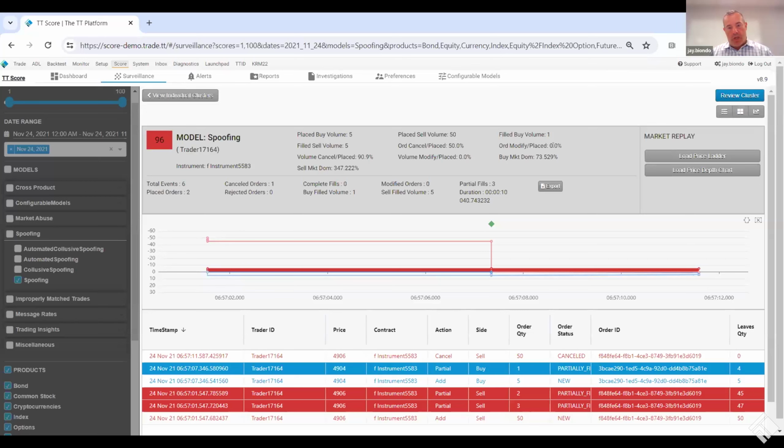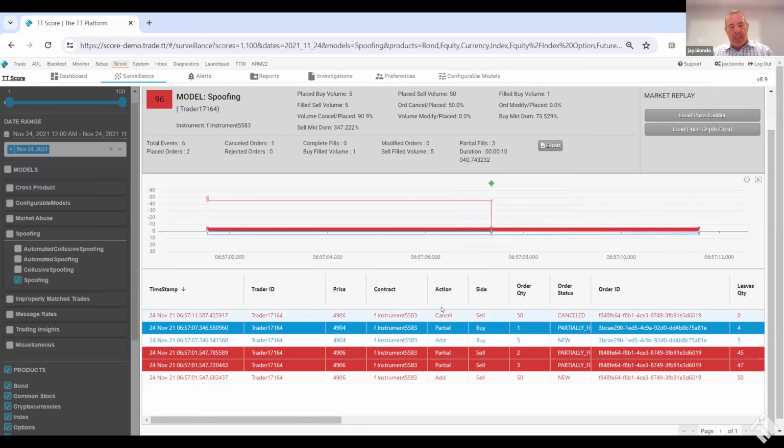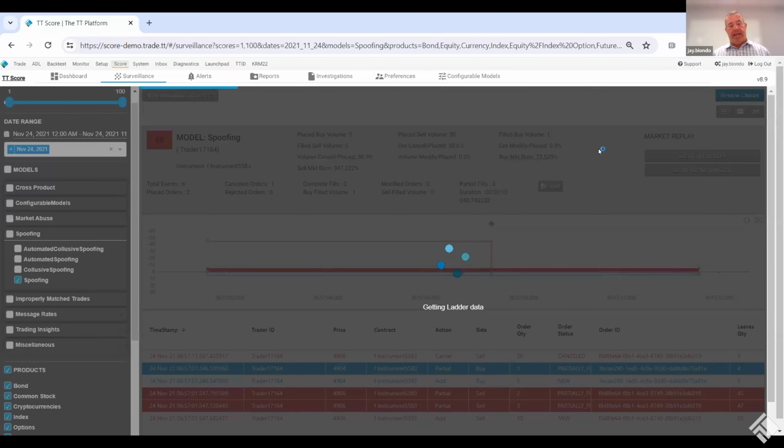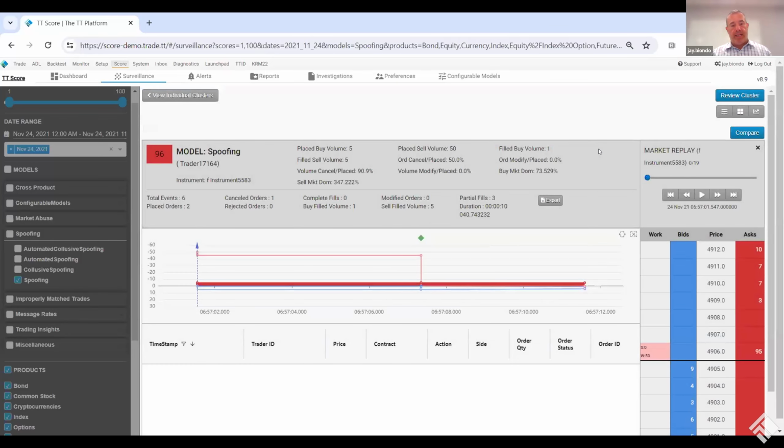Just very quickly, because I want to jump into the cross-product capabilities here, we're giving some statistical metrics at the top of the screen and the audit trail data at the bottom of the screen. We're color coding it so that people can quickly see what the events were within the alert. And we are also allowing the user to replay the activity in the context of the market on a replica of the TT trading ladder.